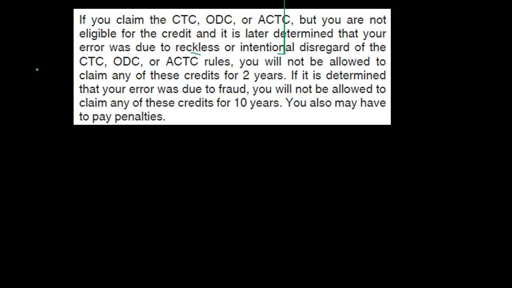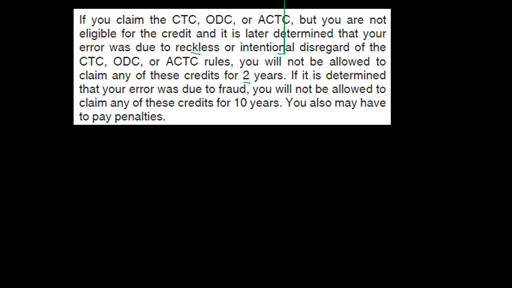So if they determine somehow, and again, this is difficult to nail down on what it exactly means, but if it's intentional disregard, then of course that would be more severe in terms of the law most of the time. Back to the text. Of the CTC, child tax credit, ODC, other dependent credit, or ACTC, the additional child tax credit, you will not be able to claim any of these credits for 2 years. So that could be significant to a lot of people.